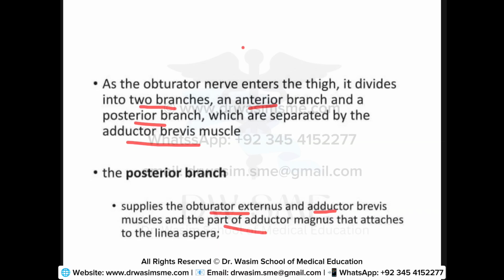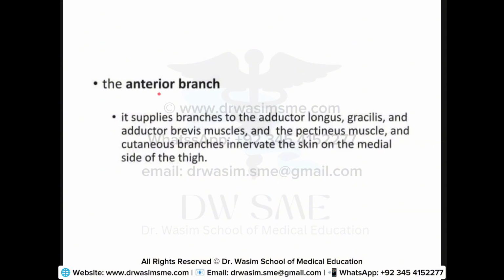So try to identify the common areas, like both the femoral and obturator are dividing into anterior as well as posterior branches. So you need to remember which branch is motor and which branch is sensory, so that you can easily get them right in the MCQs. So the anterior branch supplies the adductor longus, gracilis, adductor brevis, and pectineus, and the cutaneous branches innervate the skin on the medial side of the thigh. So the anterior branch of obturator is a mixed type, whereas the posterior branch is only motor. So that is the difference.